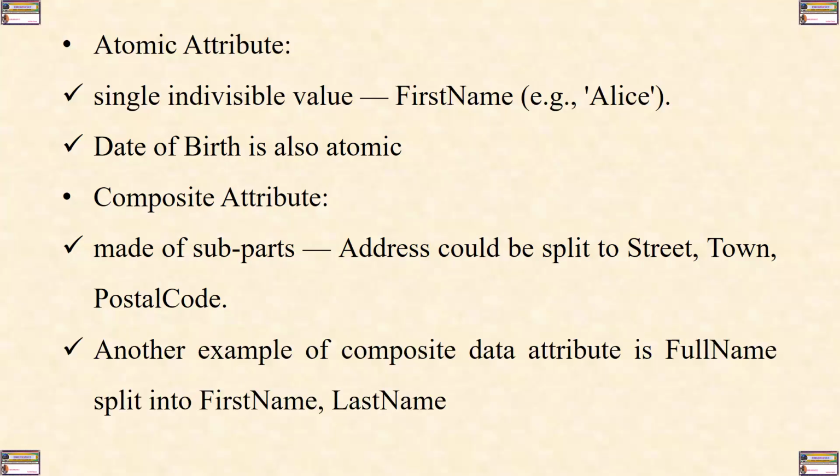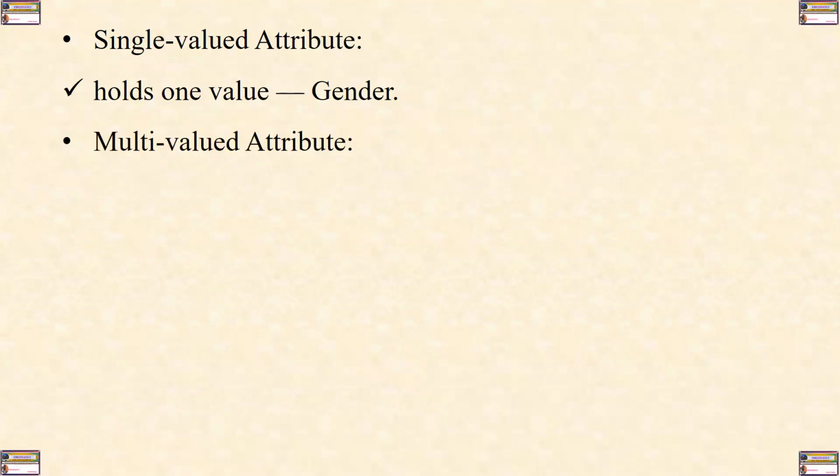We have also another example, like full name. If you join, for example, first name and last name together, and you have a single field, for example, called the full name, then that can also be called a composite data attribute. We have what we call the single valued attribute. It holds just one value, for example, gender, male, female, yes, no. Those are called single valued attributes.